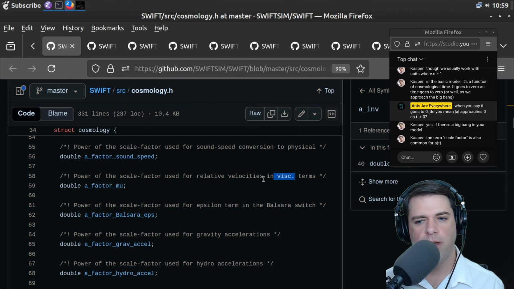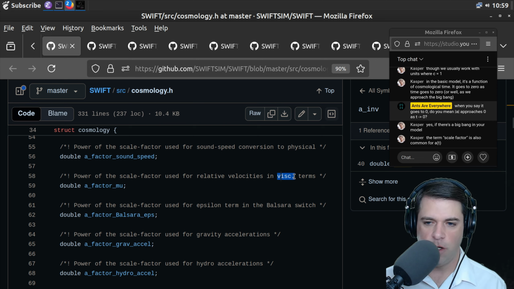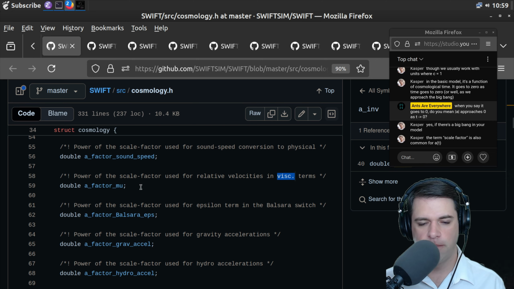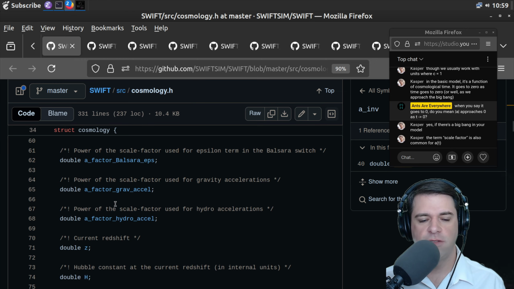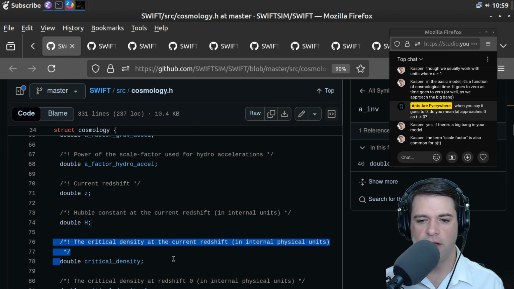I don't know. I guess maybe we're doing fluid stuff, so viscosity might show up. I think viscosity is something that's also studied in general in PDEs. But again, I also don't know about PDEs. Okay, so we're recording lots of stuff. We're also recording the Hubble constant at the current redshift and the critical density at the current redshift.